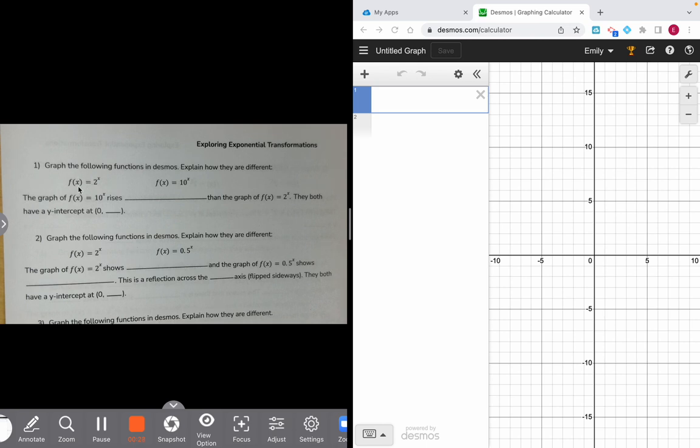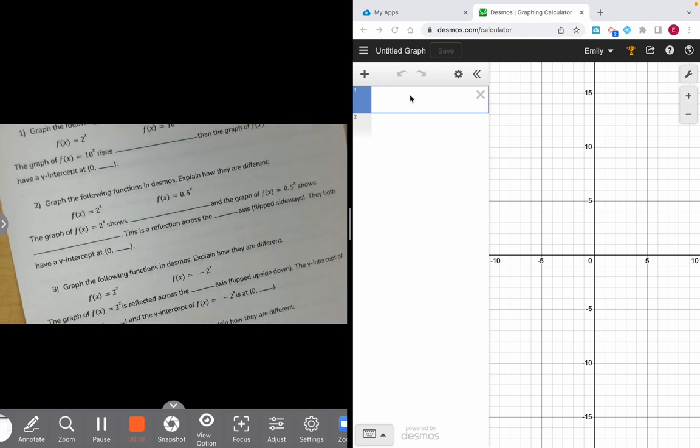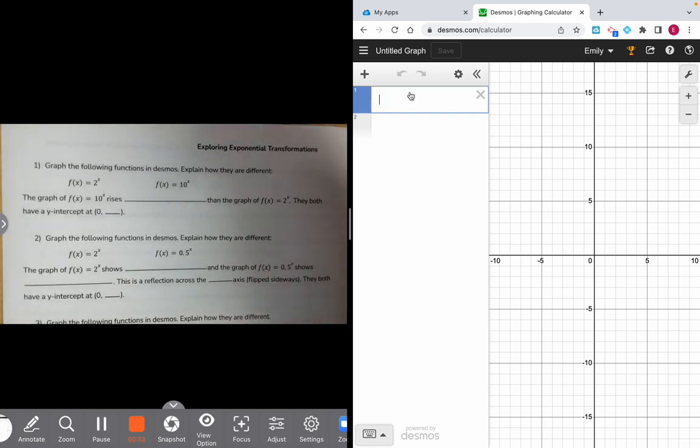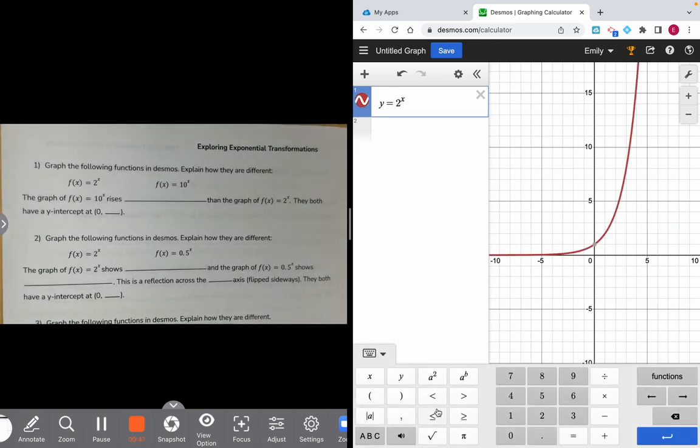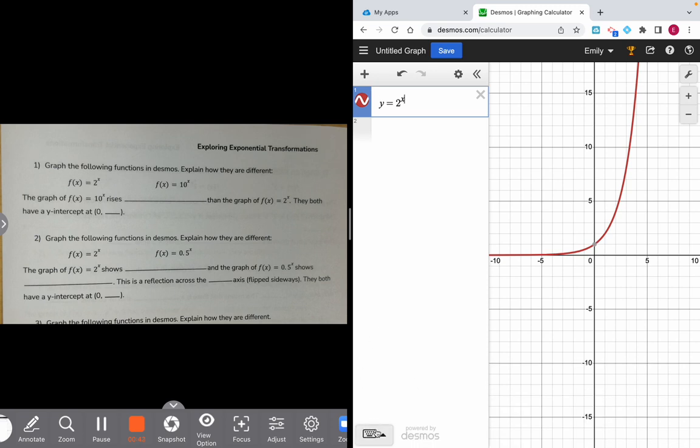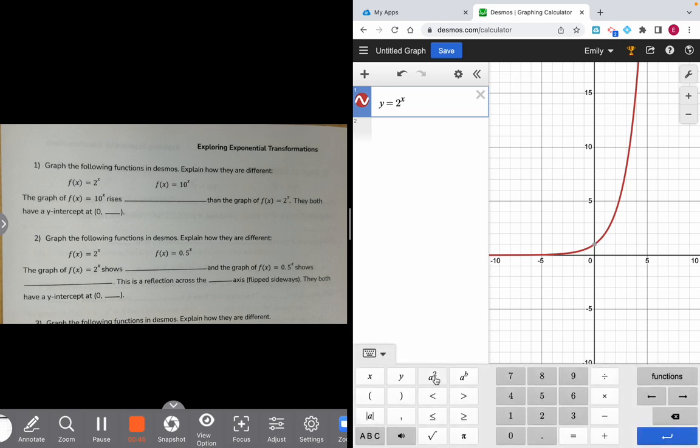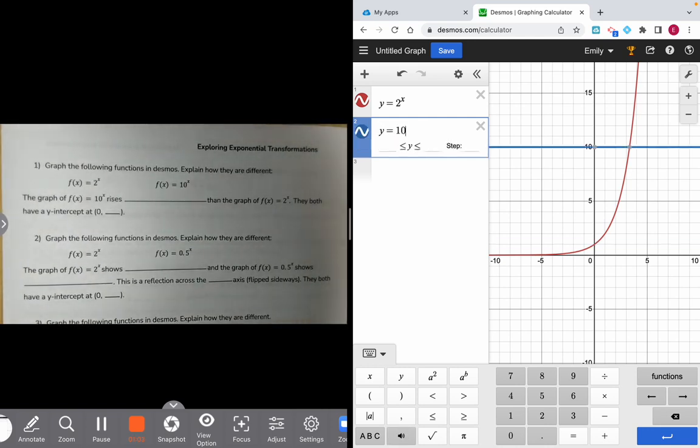First off, it asks us to graph these two functions. So I'm going to do y is equal to 2 raised to the power of x. If you need that exponent, click the little keyboard down here at the bottom of your screen. There's an exponent here. If you use the a raised to the b, it'll give you the option of typing in whatever you need. So I'm going to delete that and go on to the next one, where I have y is equal to 10 raised to the power of x.